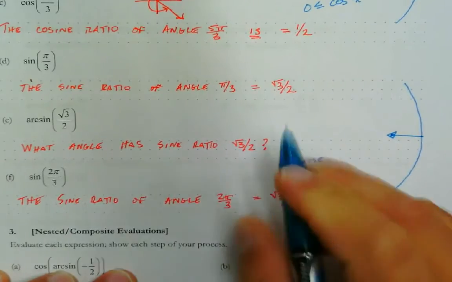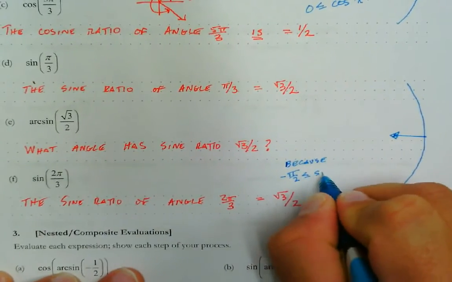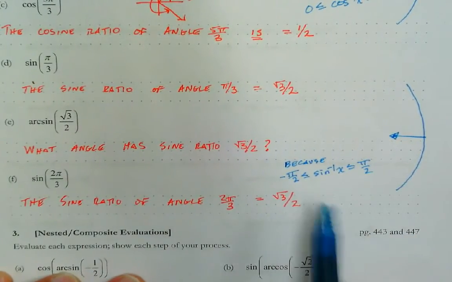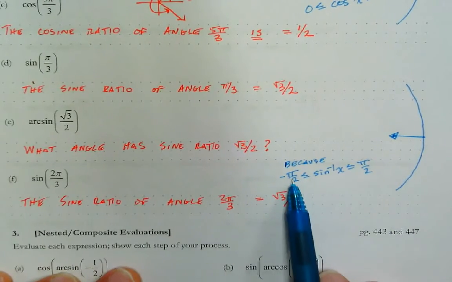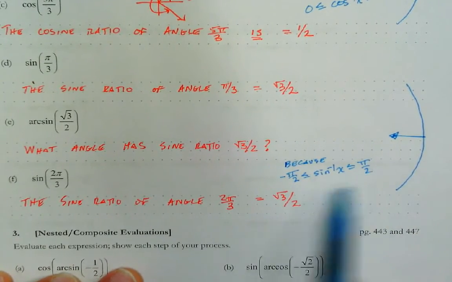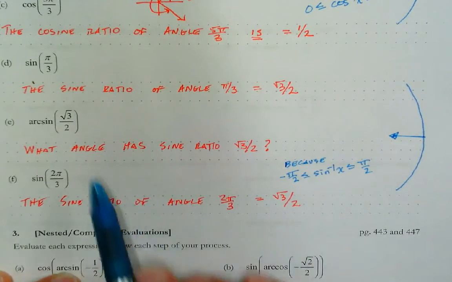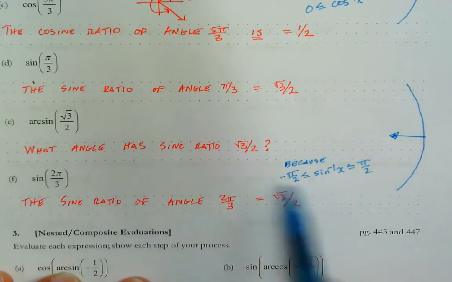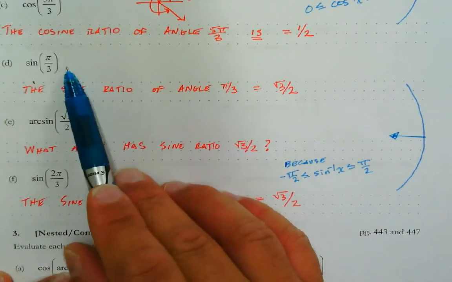Because the restriction for my inverse sine is between negative pi over 2 and pi over 2, my answer needs to be between negative pi over 2 and pi over 2 here. Well, what does that mean? Pi over 3, 2 pi over 3. Which of these is between negative pi over 2 and pi over 2? The answer is pi over 3.